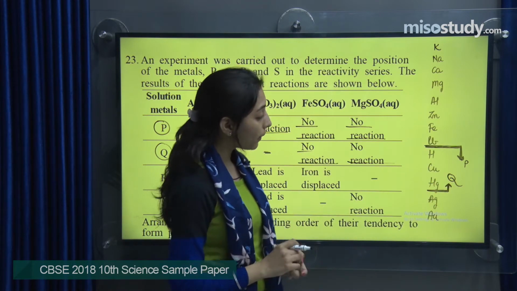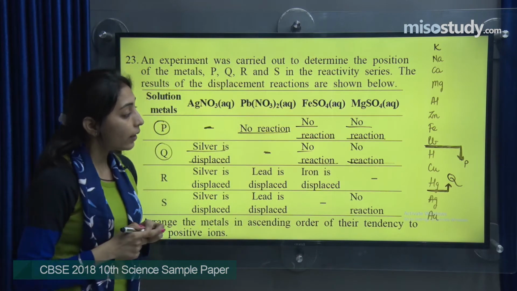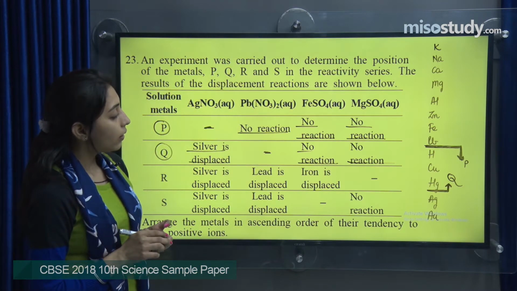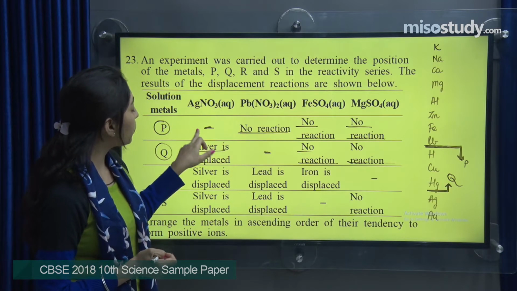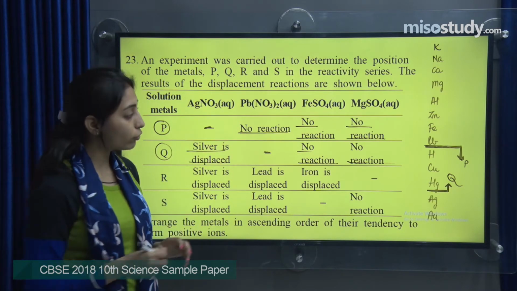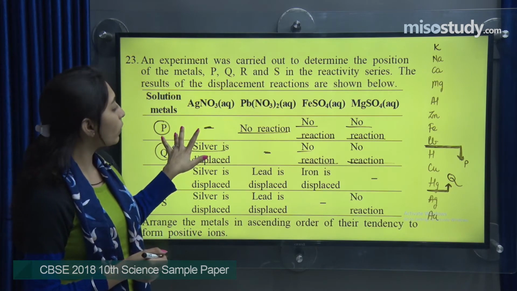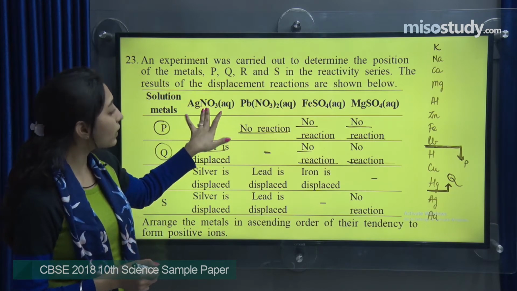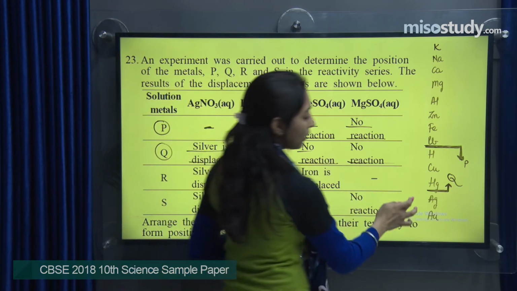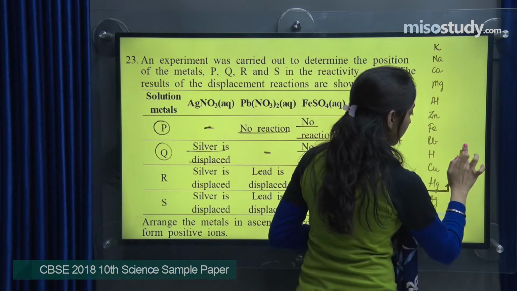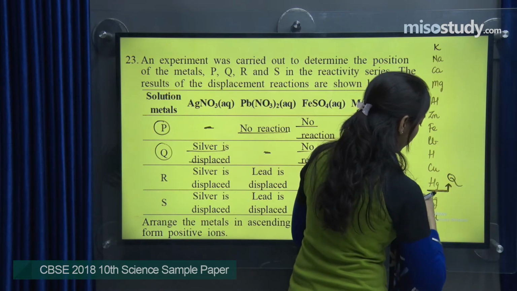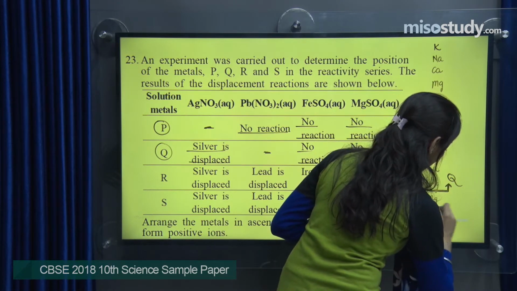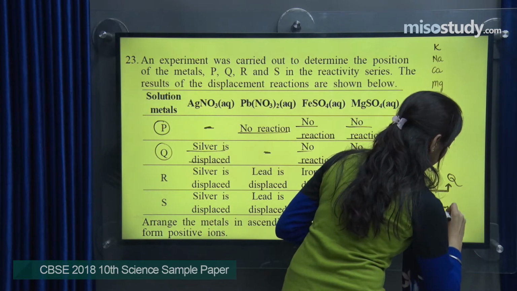But now this is pretty much clear to me that, wait. Since it is saying that P is also not reacting with AgNO3. So when P was added, no reaction with AgNO3 also. So it must be even below, right? P was not even reacting with AgNO3. So even below. How could I forget this?